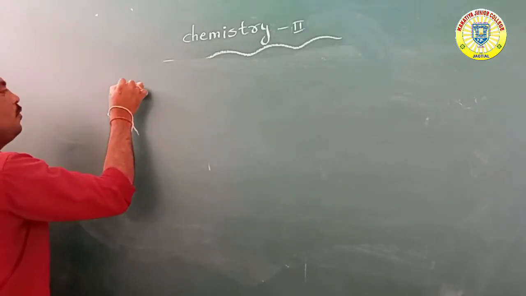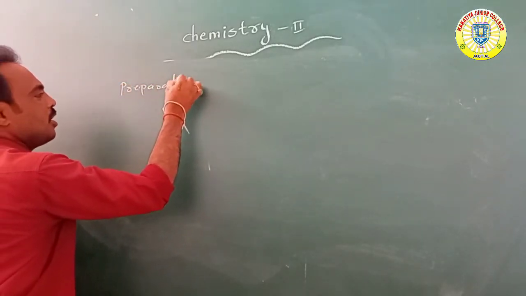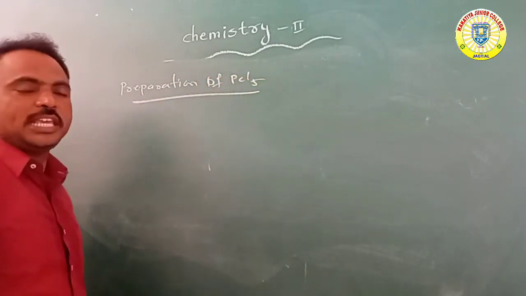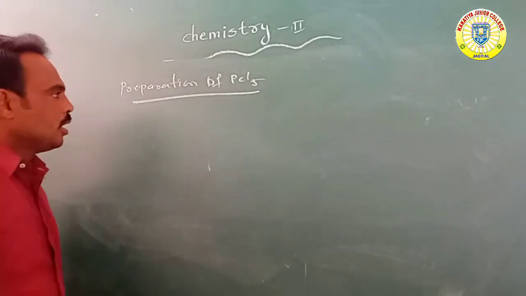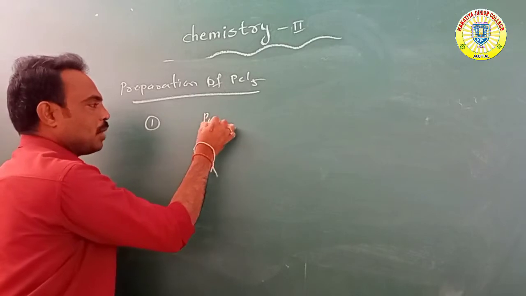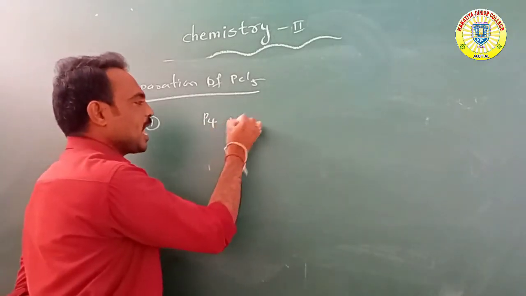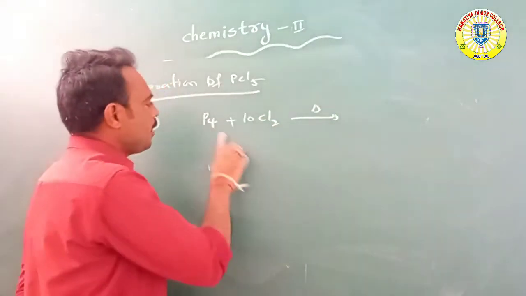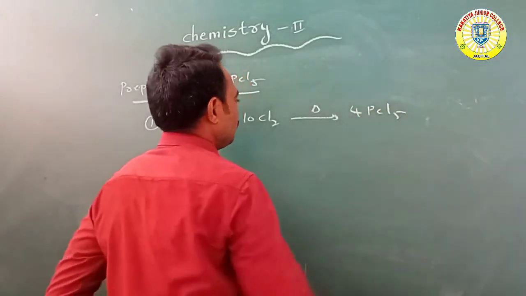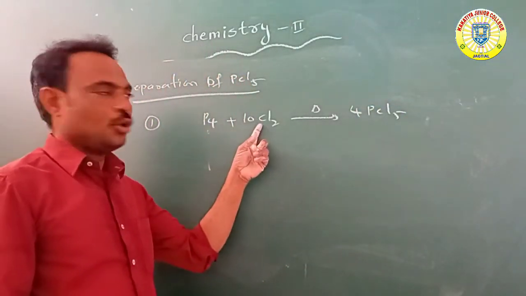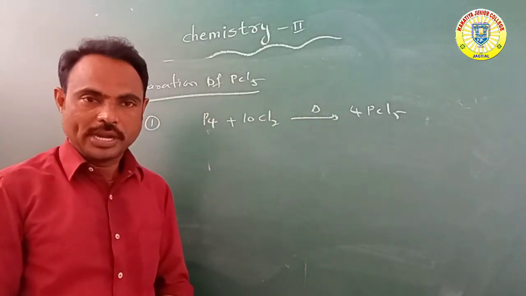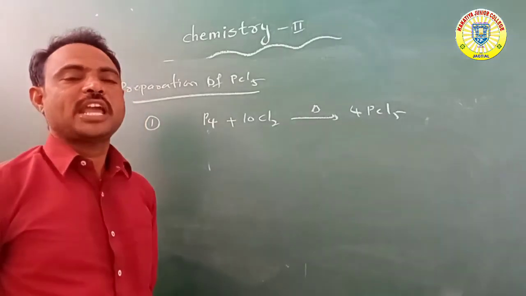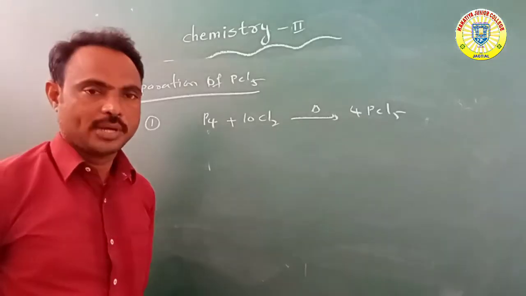Overall, preparation of PCl5, phosphorus pentachloride. First we take phosphorus. This phosphorus reacts with chlorine to form PCl5, phosphorus pentachloride. So it is a very easy and important reaction.